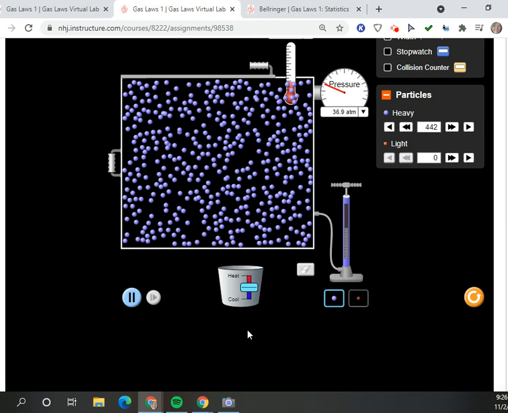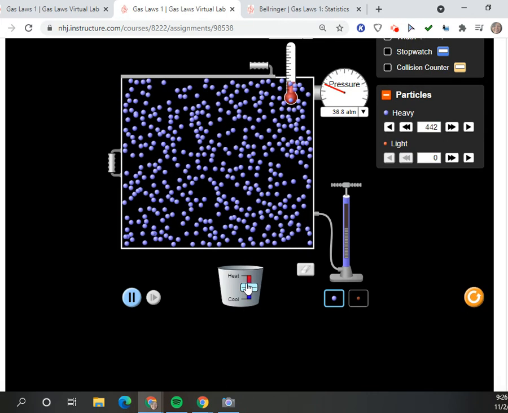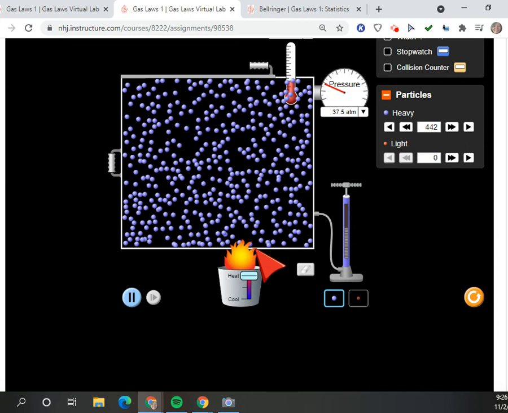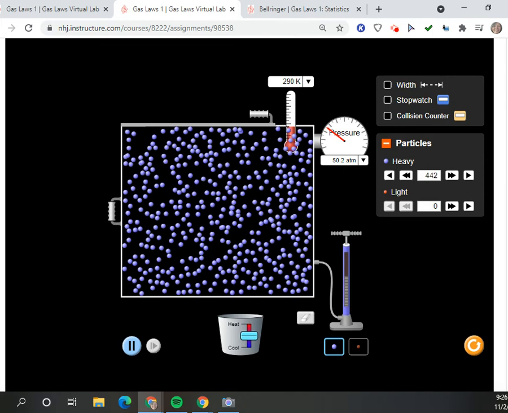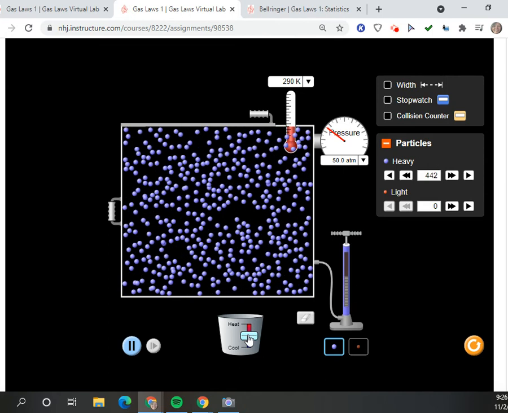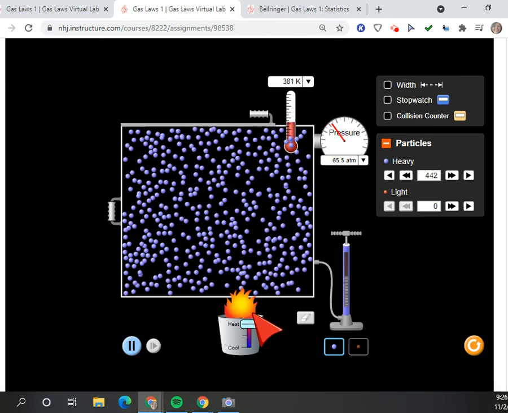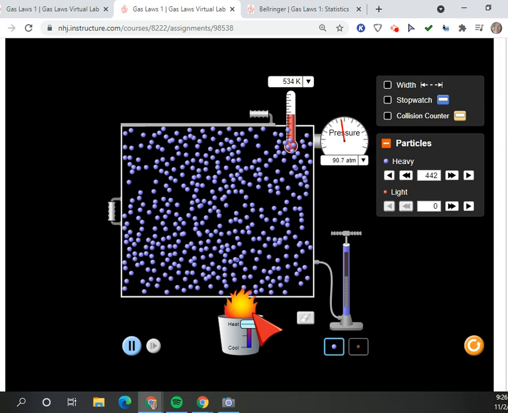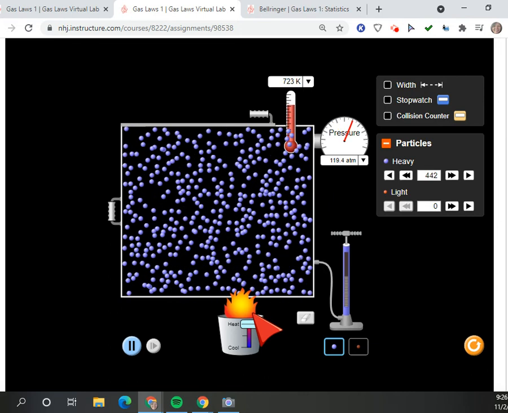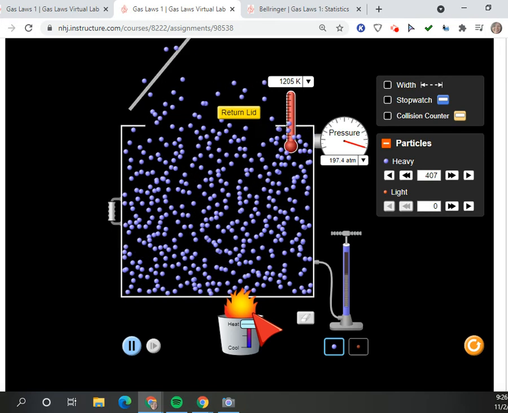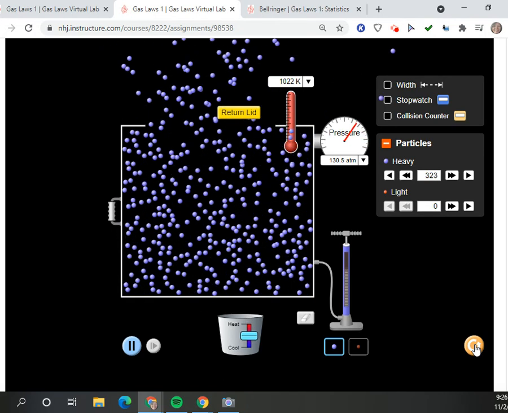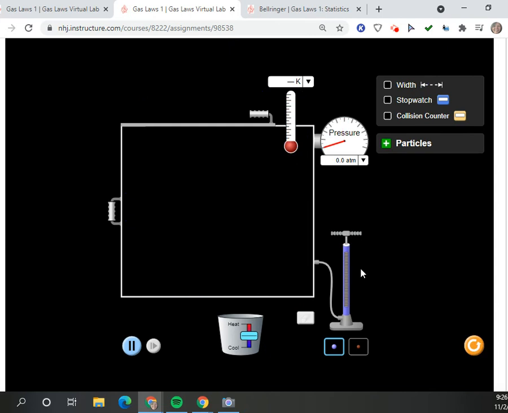So I have a bucket here and it says heat and cool. I'm going to raise the temperature, and in my simulation I can see that the temperature is rising as we look at the top of it. What is happening to the pressure? Oh, I lost my lid. Use the terminology: I flipped my lid.